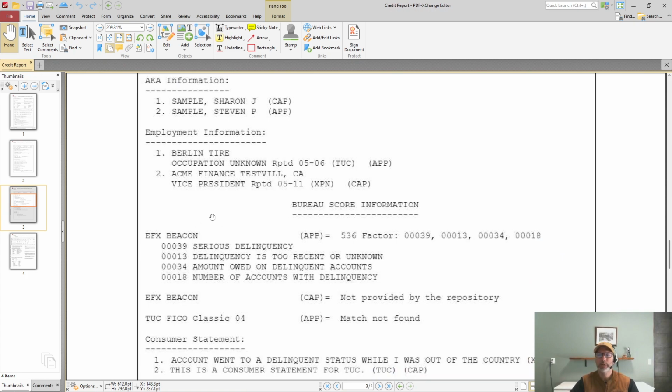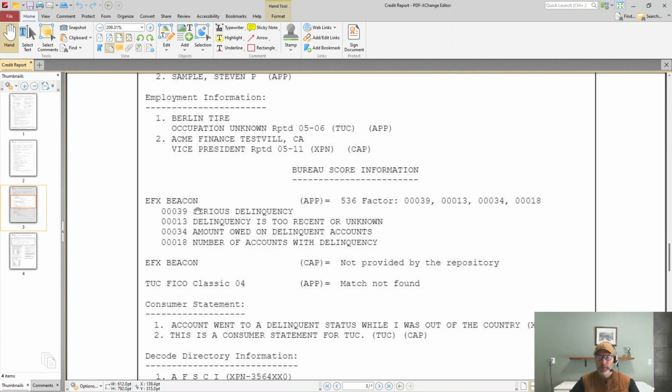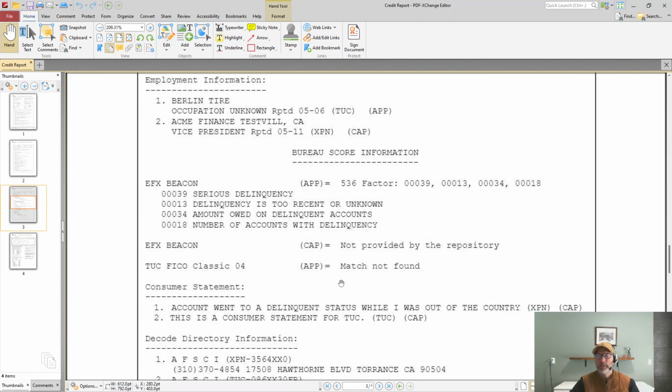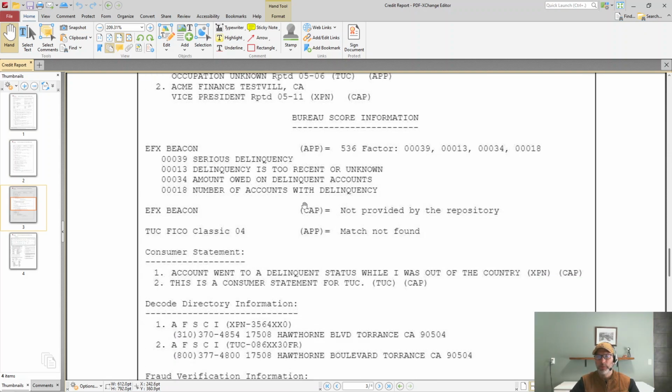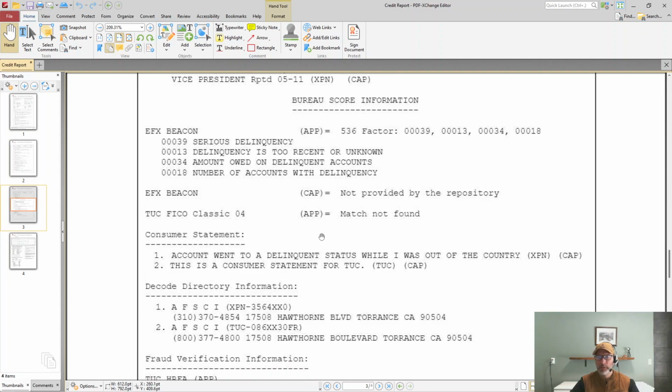And in this particular credit report, this is where you find the credit score information. So you have to dig a little bit. And what's interesting on this one is it only has a Beacon score for the applicant at 536, but it doesn't have any of the other credit scores. It shows the co-applicant was not provided by Equifax. The TransUnion for the applicant does not match, and it does not show the other credit scores at all. So they're either saying there's not enough information to pull it, or they just won't score this individual because they don't like the credit profile.